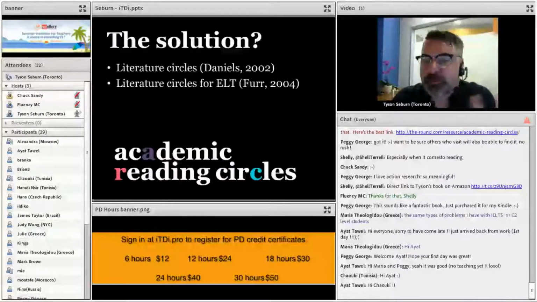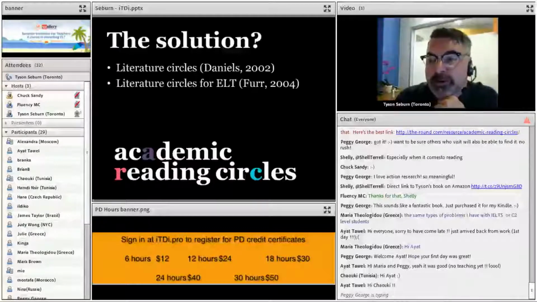And that worked really well in K-12, which is the majority of where the reading circles, or the literature circles, seem to have been used for quite some time. And then one day, someone decided, hey, this might be a good way to get language learners to actually look at a text and get more invested in a text as well. And to my knowledge, Daniels and Furr seem to be pretty much the first group that tried out literature circles in an EFL or ESL environment.